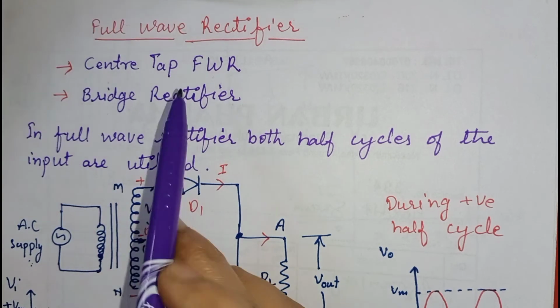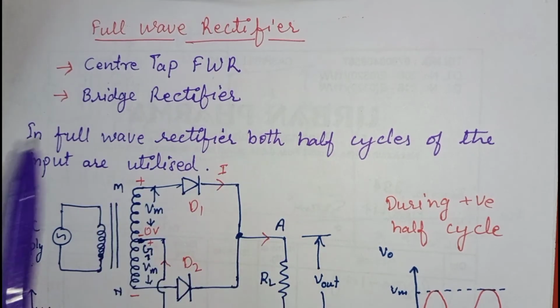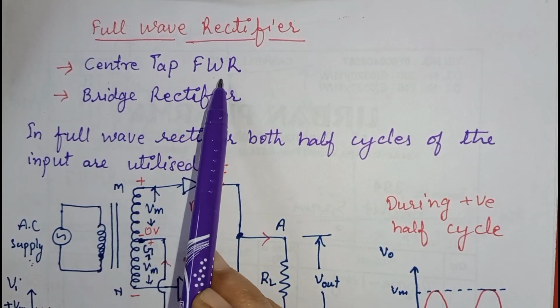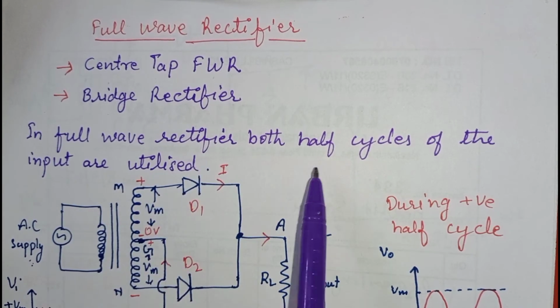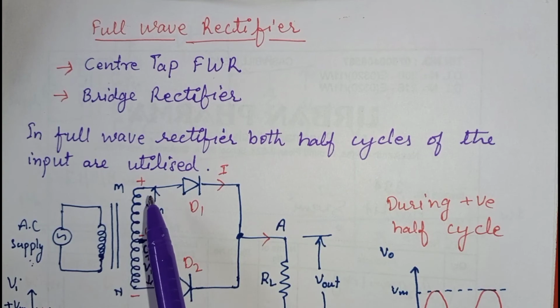In this video, we will study full wave rectifiers. There are two types of rectifiers, center tap full wave rectifier and bridge rectifier. In case of full wave rectifier, we use both half cycles of the AC input signal.